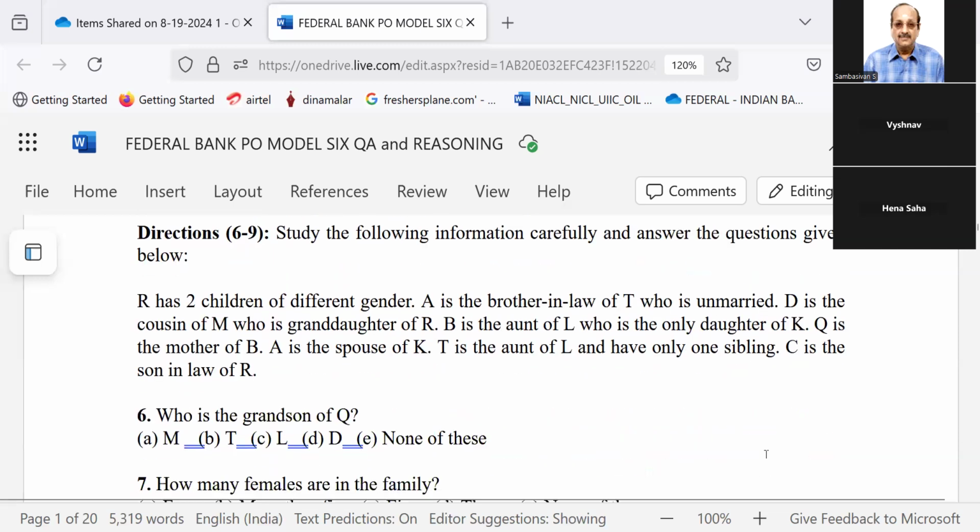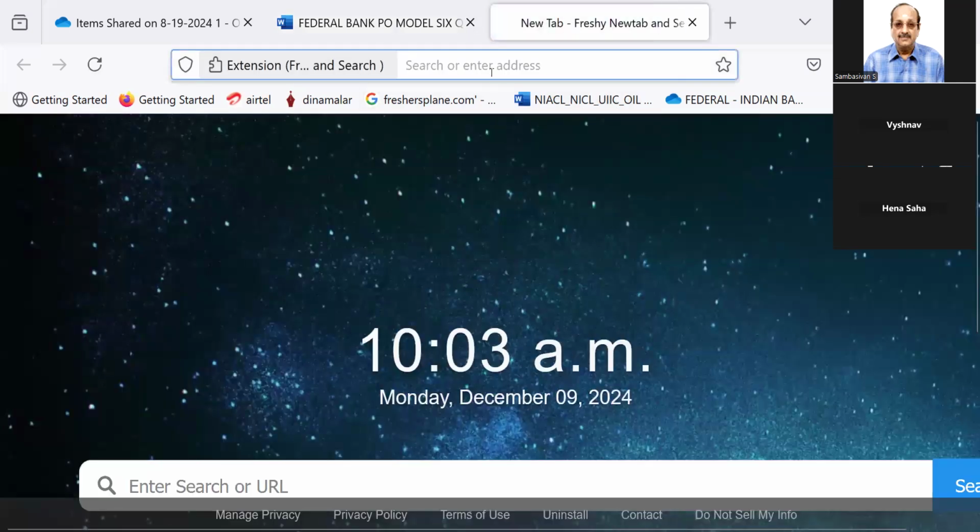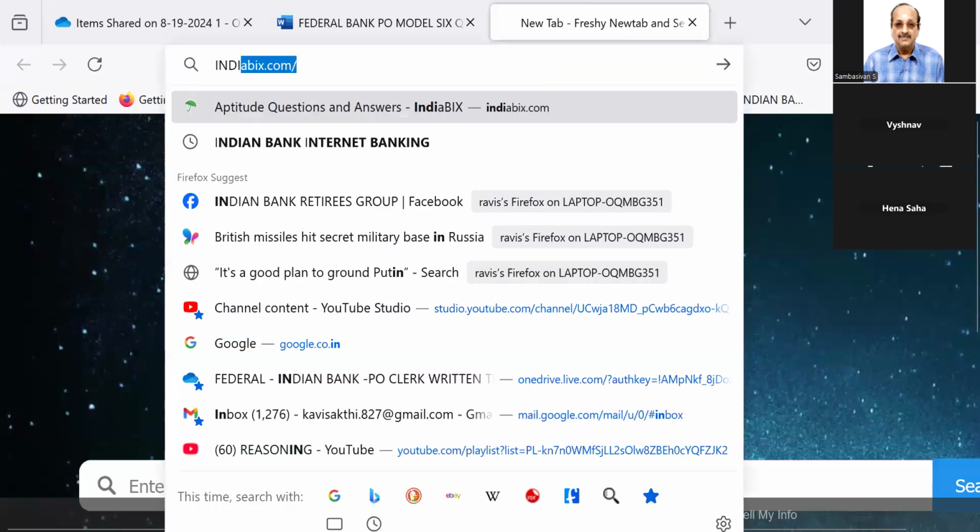Correct. Only this much information they have given. Here, first of all, blood relations. I think you must be knowing it. Still, let me explain.